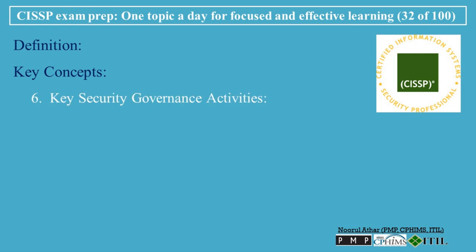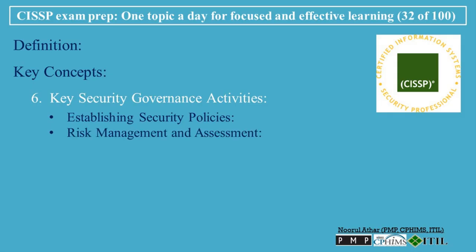6. Key security governance activities. Establishing security policies. Senior leadership, with input from the security team, develops and enforces security policies that guide the organization's approach to protecting information assets. Risk management and assessment. Regular risk assessments help identify, prioritize, and mitigate risks that could impact the organization's critical assets. Governance ensures that risk management is embedded in the business process.